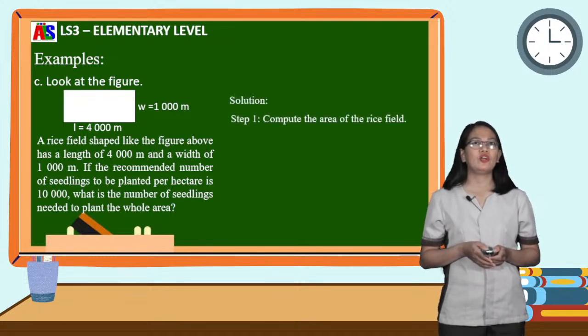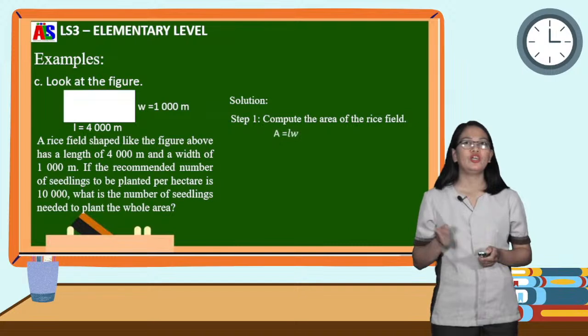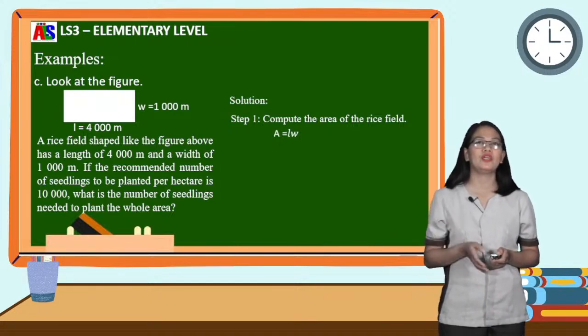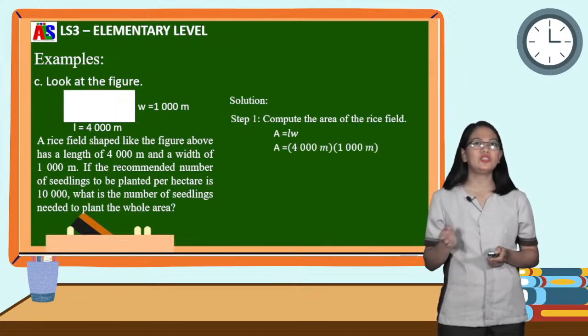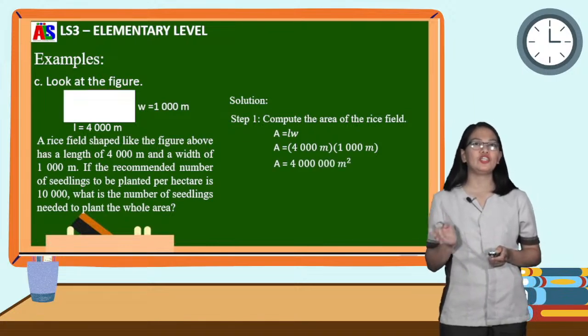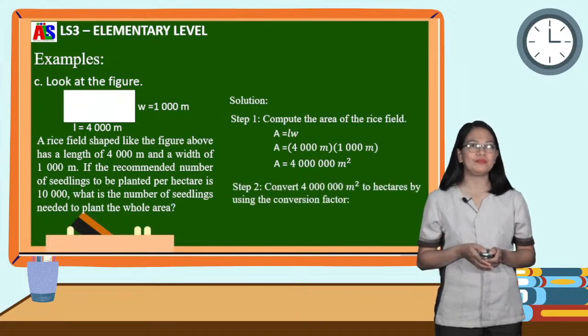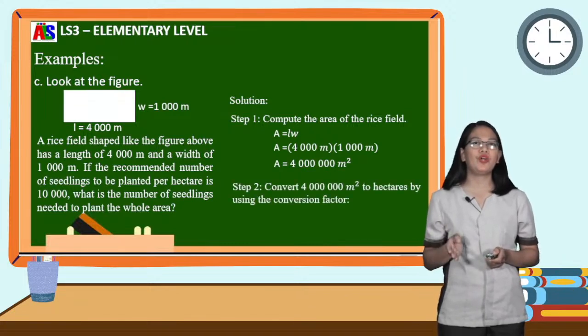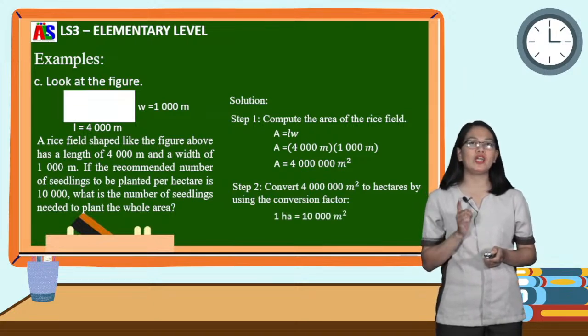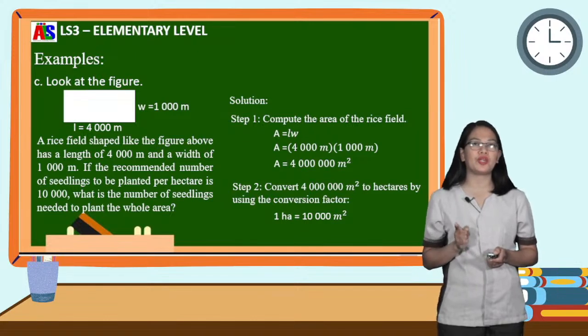Step 1. Compute the area of the rice field using the area in solving for the, of course, rectangle. That is length times the width. After that, just substitute the given values. And the area now is equivalent to 4 million square meters. Step 2. Convert 4 million square meters to hectares by using the conversion factor. 1 hectare is equivalent to 10,000 square meters.